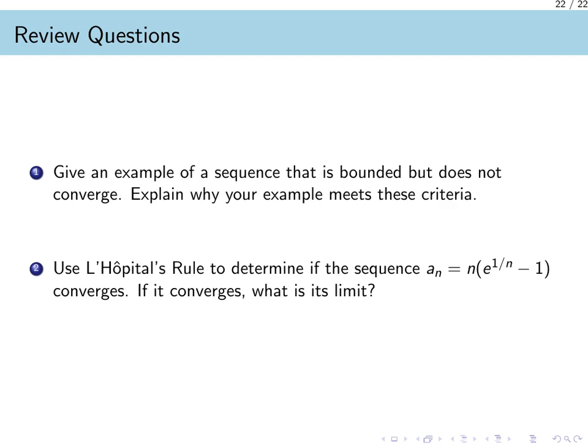To make the differentiation clear, let us substitute x for 1/n. The problem is now to find the limit of the quantity e^x minus 1, all over x, as x approaches 0. Applying L'Hopital's rule, we differentiate the top and bottom with respect to x. This gives us e^x in the numerator and 1 in the denominator. The limit of e^x as x approaches 0 is simply e^0, which is 1. Therefore, the sequence converges to a limit of 1.